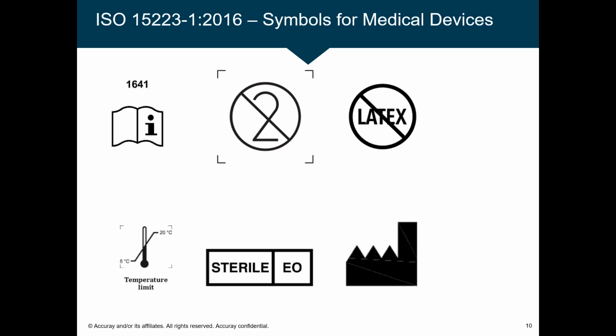It was revised. So there are some of the symbols that you will see: the instructions for use, do not reuse, does not contain latex, the manufacturing symbol, the sterile, and the temperature limit. So these all are origin of EN 980, 15223. And again, when you're putting these into your symbols tables, you do need to include a reference to the standard and the revision of the standard.